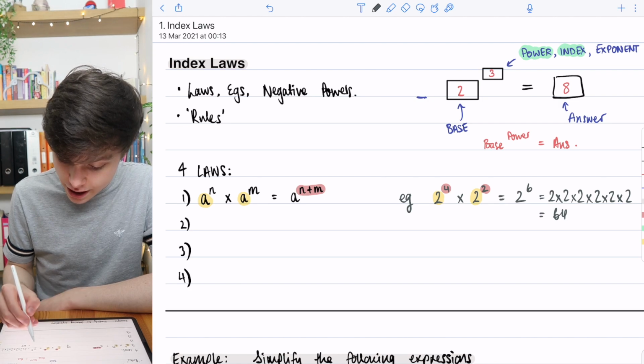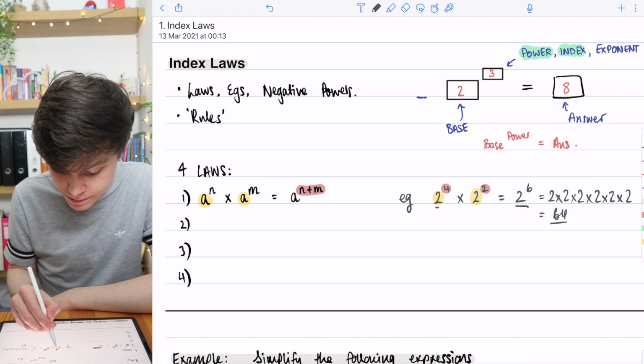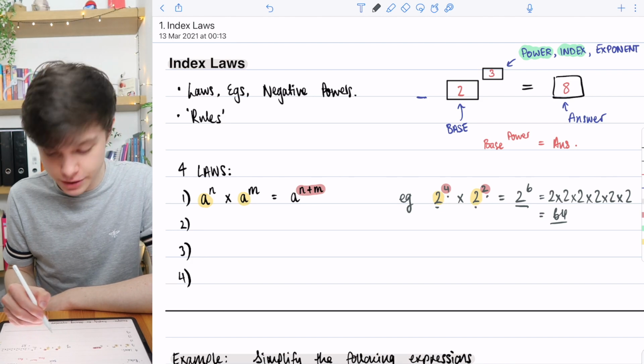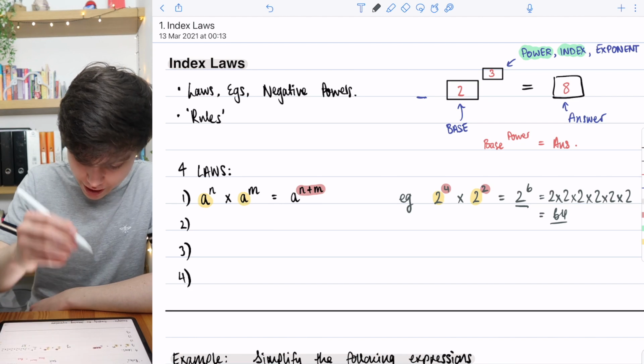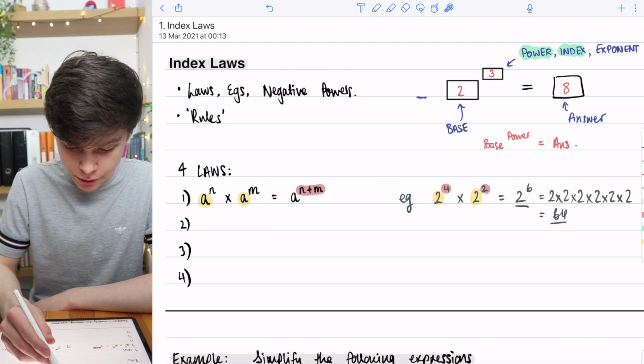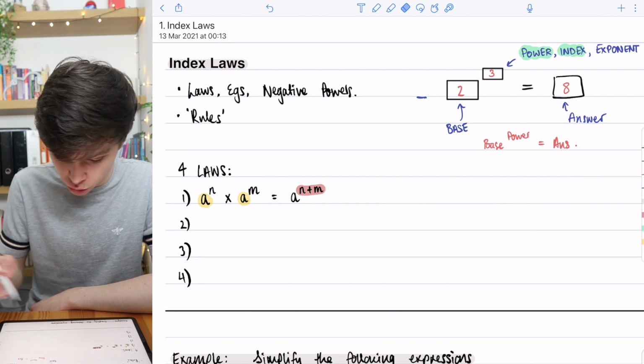So we can say that 2 to the 6 is 64. Or 2 to the power 4 times 2 to the power 2 is 64. Alright, so there's just a quick example of that rule. I'm going to rub that out so that we can get some more rules down.